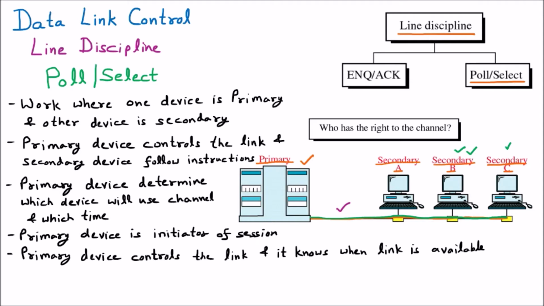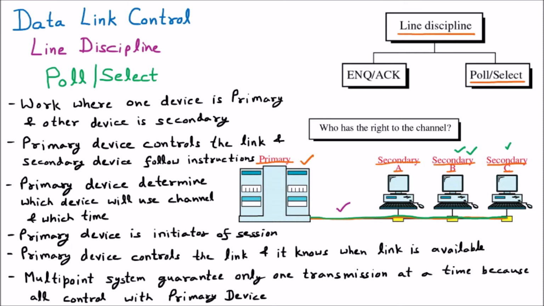Now, if anybody is sending, the primary is aware. If anybody is not sending, the primary is also aware. So whenever the link or channel is available, the primary is aware of it. In the multi-point system, it guarantees only one transmission at a time because all control is with the primary device. So the diagram is of a multi-point topology where everybody is connected through one wire, and here only one can transmit at a time, because whenever B is sending and C is sending at the same time, there will surely be a collision.